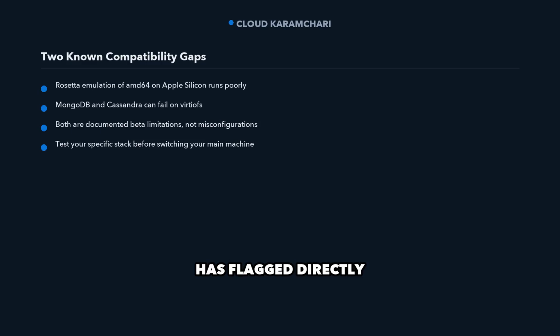Two gaps Docker has flagged directly. Rosetta emulation of ARM64 images on Apple Silicon performs poorly, and MongoDB or Cassandra containers can fail on VirtioFS because of how they do low-level file I/O. If either applies to you, test before you switch your daily driver machine.